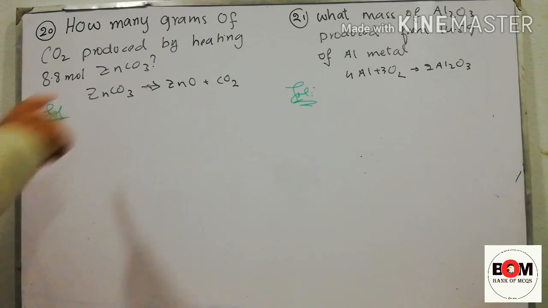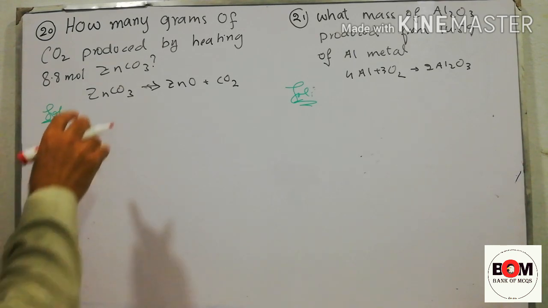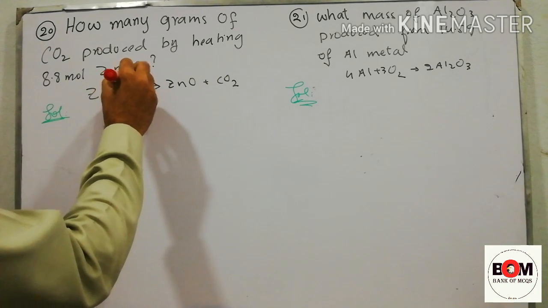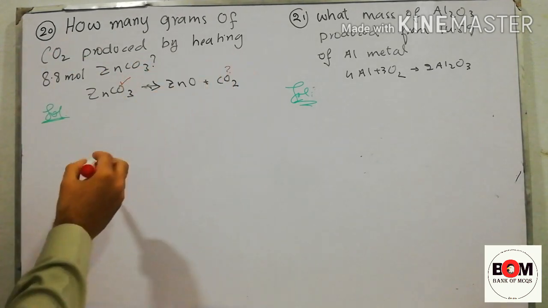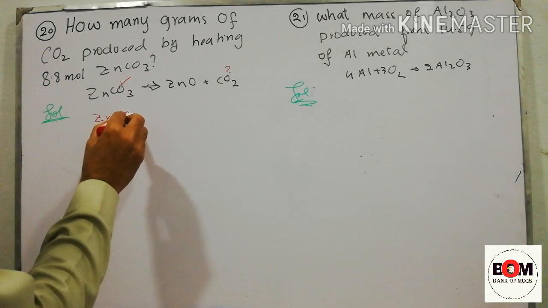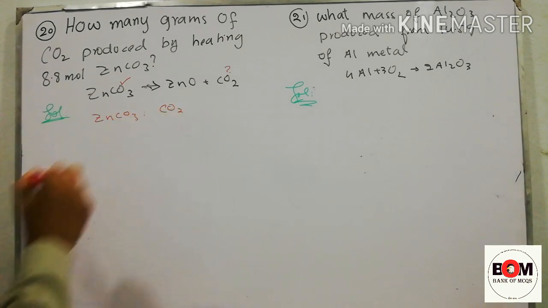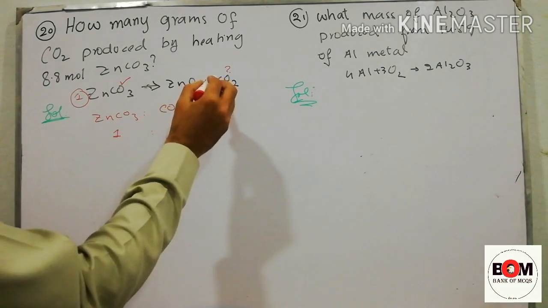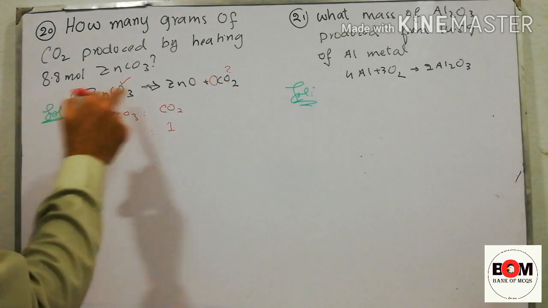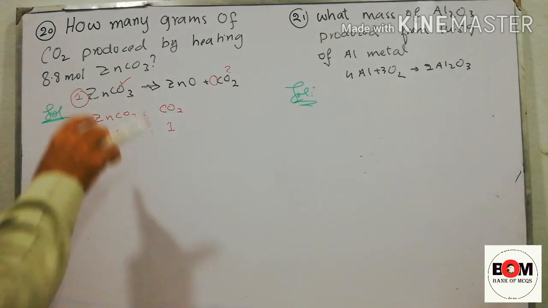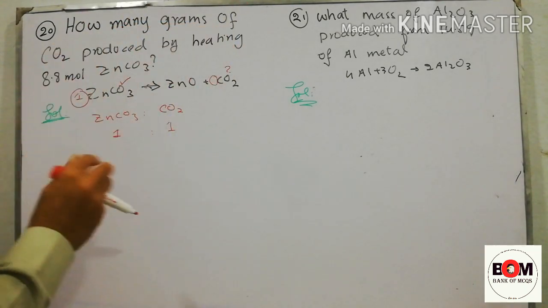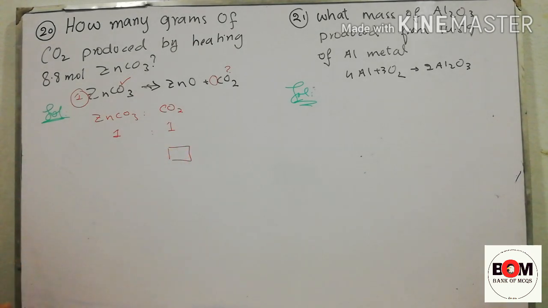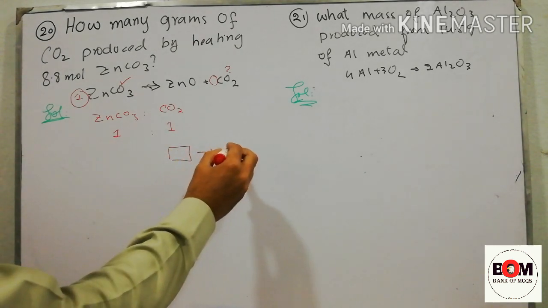Question number 20: how many grams of CO2 are produced by heating 8.8 moles of ZnCO3? The first step is to select substances. The given is ZnCO3 and we ask for CO2. The first substance is ZnCO3, the second is CO2. Now the ratio: here is 1, we ignore, and this is 1:1, 1 mole ZnCO3 per 1 mole carbon dioxide. How many grams of CO2 are produced? We will find moles of CO2, and then we will convert into gram.